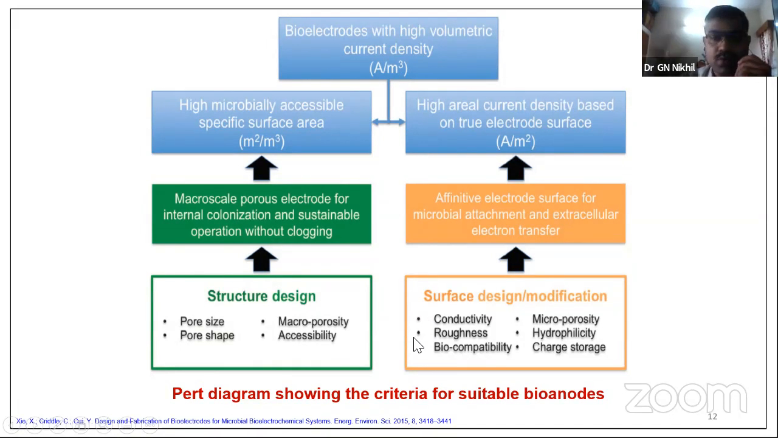When you talk about scale up and pilot plant, we usually talk in terms of volumetric current density, and whether it is increasing as you scale up. The objective is to increase it, and these are certain strategies, certain attempts, where you can improve the anode design. Basically, I'm just talking about the anode design.